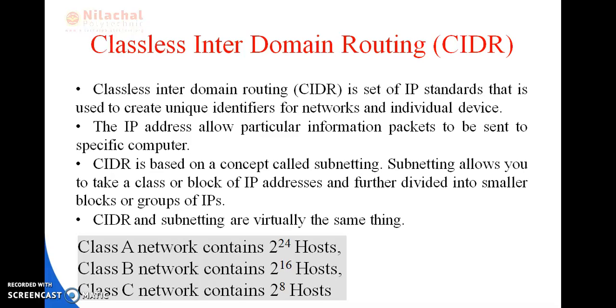And the last rule is number 3. The first IP address of the block must be evenly divisible by the size of the block. Remember, the first IP address of the block must be evenly divisible by the size of the block. This is all about CIDR notation, classless interdomain routing, which is created on the basis of the disadvantages of the classful addressing scheme. Okay, let's go to the next.